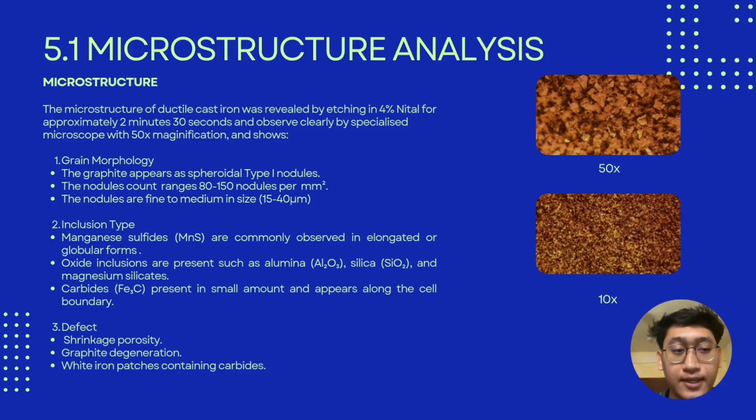Secondly, the inclusion types. Scanning electron microscopy analysis typically reveals the presence of several types of inclusions and secondary phases in the material, like manganese sulfides, which are commonly observed in elongated or globular form. Oxide inclusions such as alumina, silica, and magnesium silicates are frequently detected. They are formed during magnesium treatment. The defects. Common casting defects observed in this alloy include shrinkage porosity. The graphite degeneration may also be present.